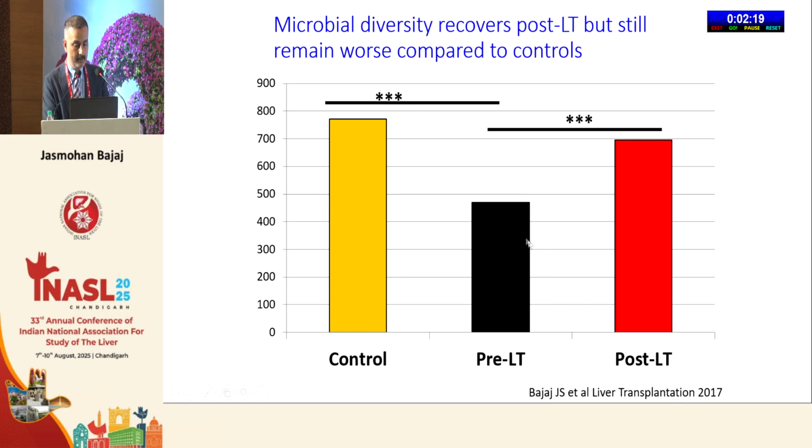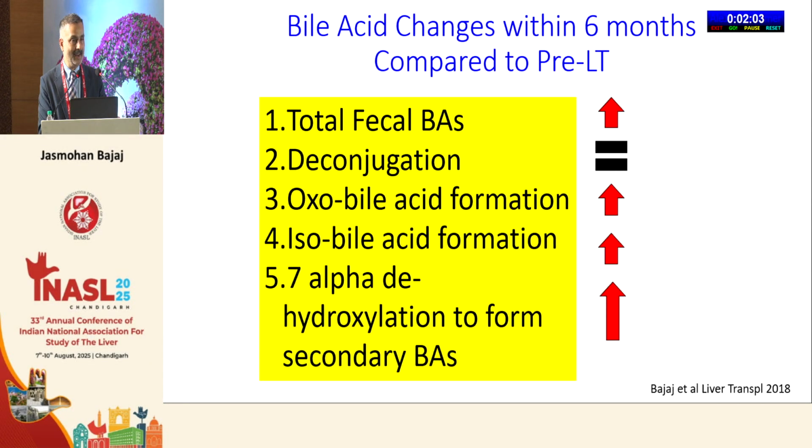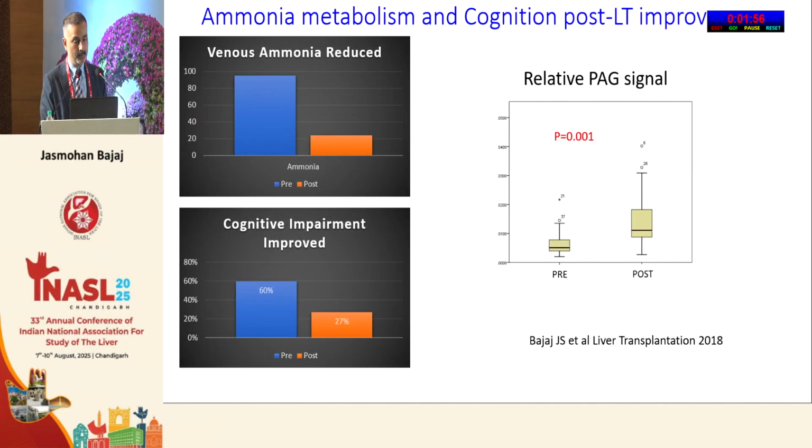Microbial diversity does get better after liver transplant. This is the diversity, which means, as the word suggests, the number of different kinds of microorganisms the patients have in their stool. These are healthy controls. This is the same person's pre and post LT. It goes better. It's not the same as the controls, obviously because the patients are on immunosuppressants. The bile acid changes, I'm not going to go over the details, but this is not just the structure of the microbiome, but it's also the function of the microbiome.